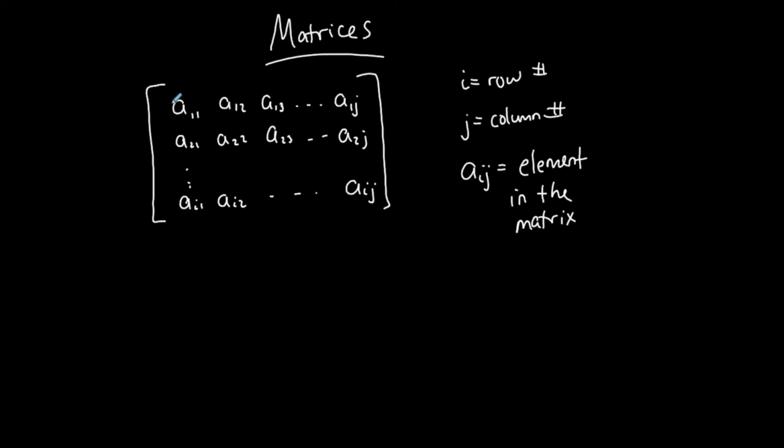So that's why this one is A11. So this is an element in row 1, column 1. This is an element in row 1, column 2, A12. A13 is an element in row 1, column 3. A21 is an element in row 2, column 1. So always row and then column, row and then column, row 2, column 2, row 2, column 3, row 2, column J, whatever it might be. Row I, column 1, row I, column 2, right? So this is the general representation of a matrix.